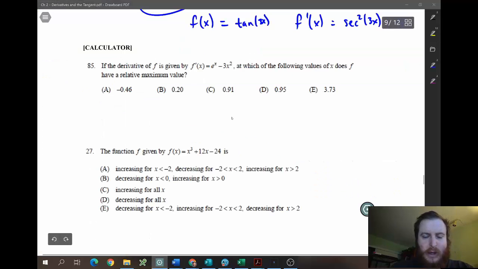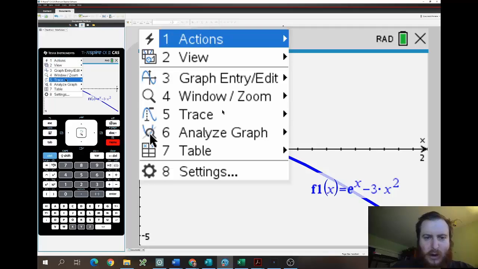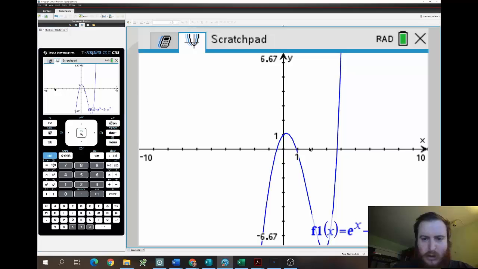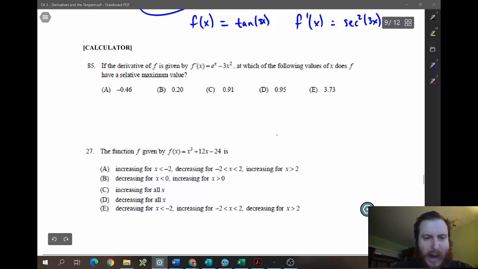And then they don't really give us an interval, so I'm just going to start off with our standard zoom and go from there. And this looks pretty good. So there's our standard zoom. So it looks like I have 3 zeros. And we want to know which one was the relative max, right?